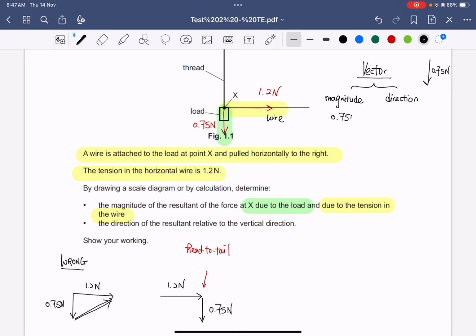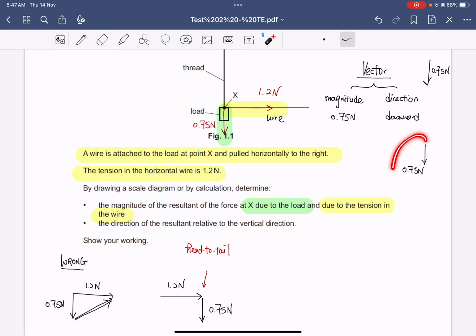0.75, direction is downward. I want you to ask yourself, when I have a vector here, if I move this vector to somewhere else, did I change the magnitude? Did I change the direction?